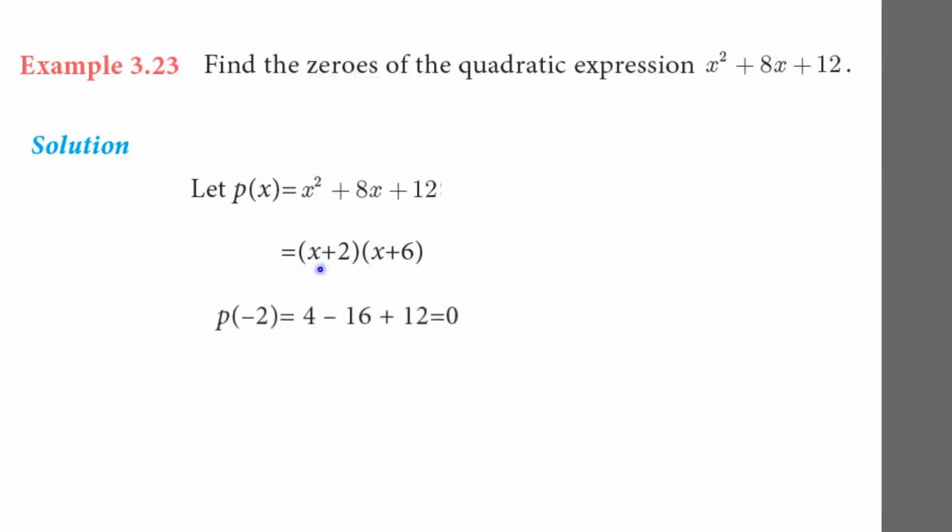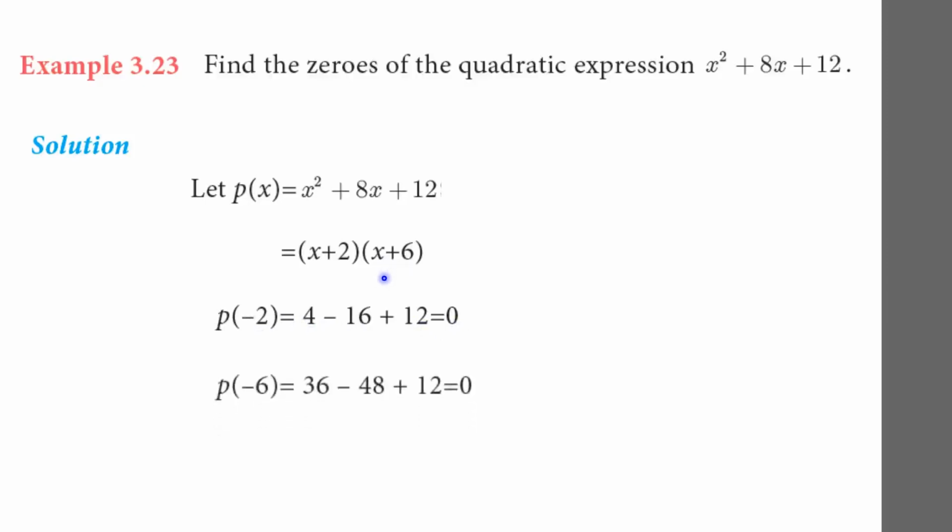So now we are going to substitute x as -2. -2 the whole square gives +4. +8 into -2 gives -16, and here +12. So the answer: 12 plus 4 is 16, and 16 minus 16 is 0. So when we substitute -2, we get 0.